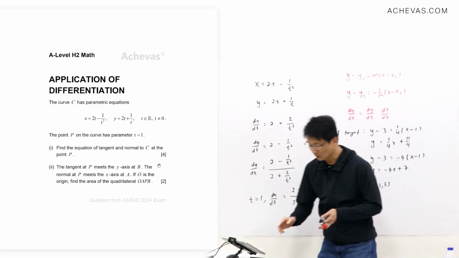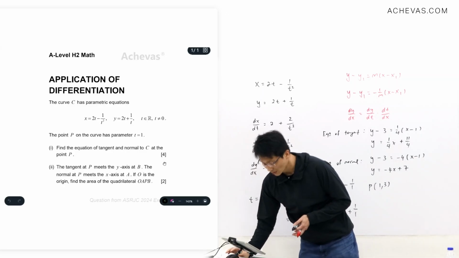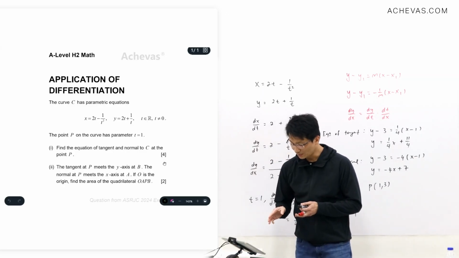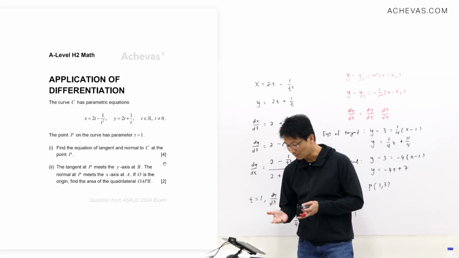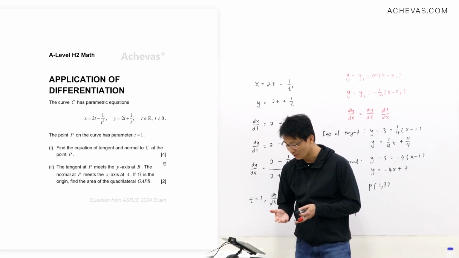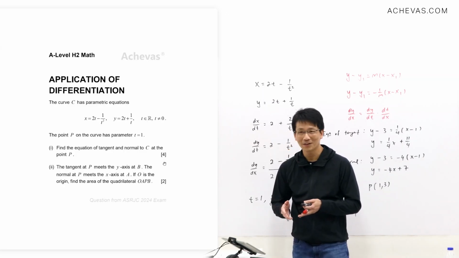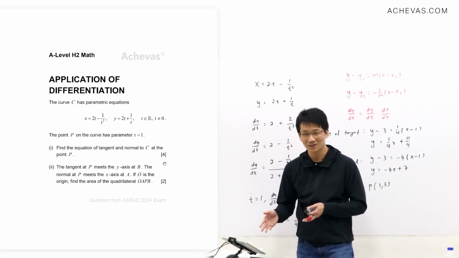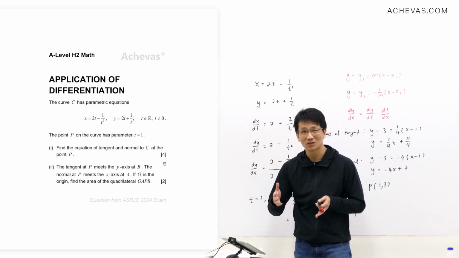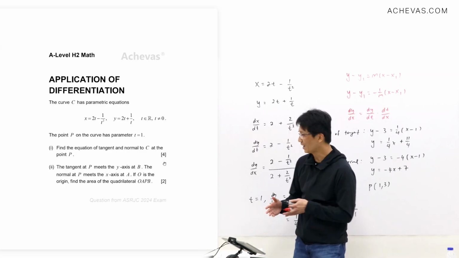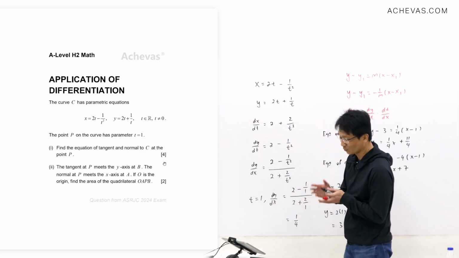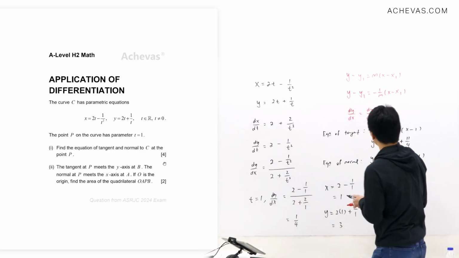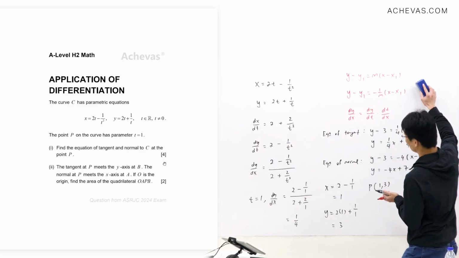Okay, so pretty straightforward for the first part of the question. And for part 2 of the question, it asks: the tangent at P meets the y-axis at B, the normal at P meets the x-axis at A. If O is the origin, find the area of the quadrilateral OAPB. I don't think I'll be able to do this question without a sketch. I need a pictorial representation of what the question is asking for. Then I can visualize what is happening, and then I can find what the question wants. So maybe I can just do a quick sketch of this.